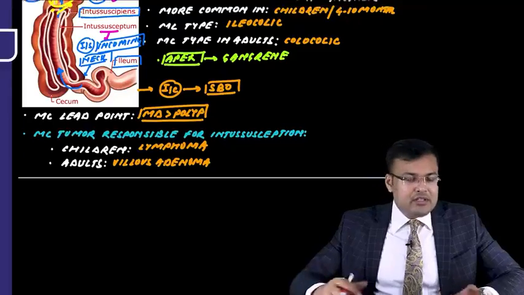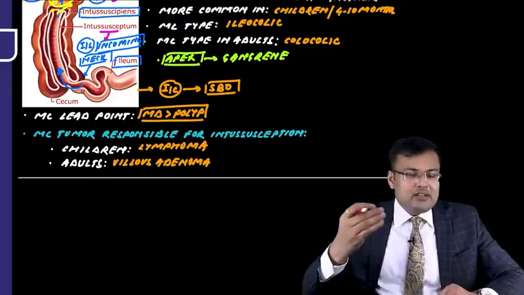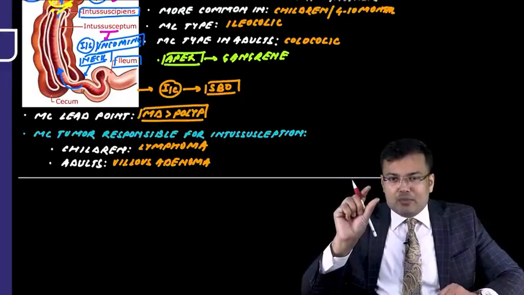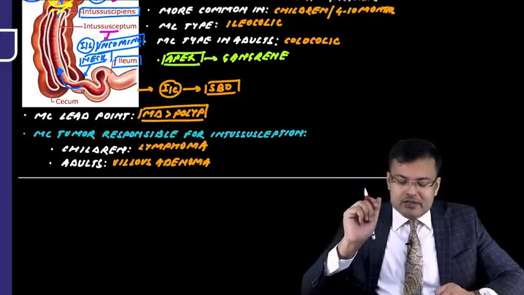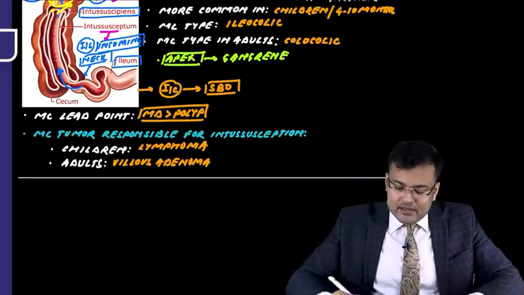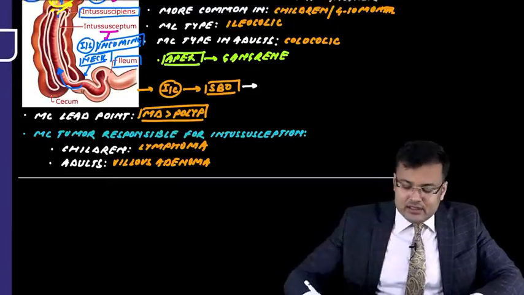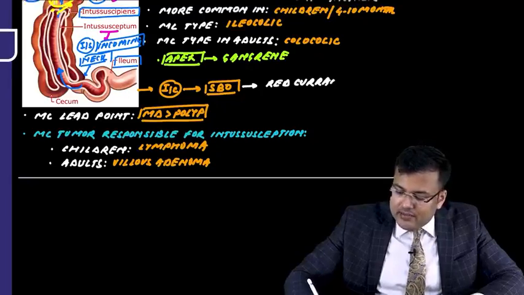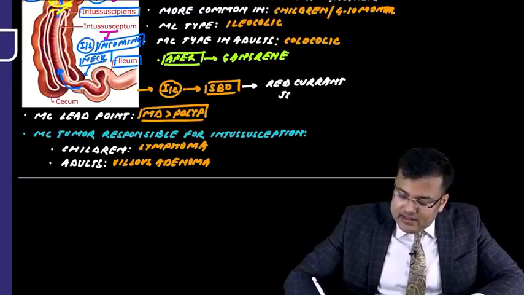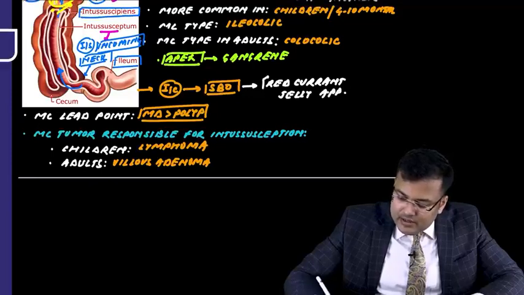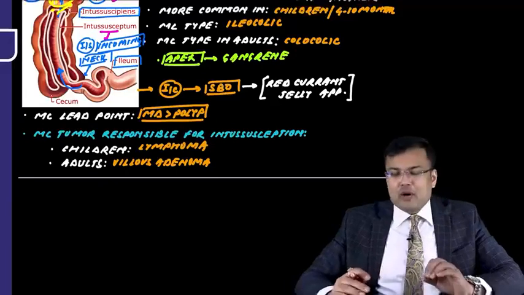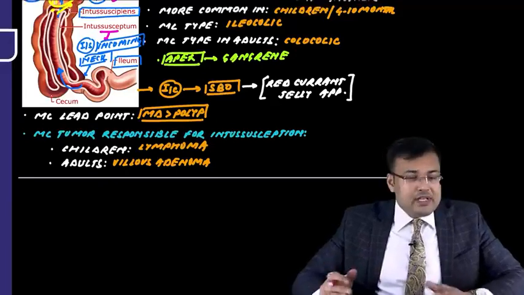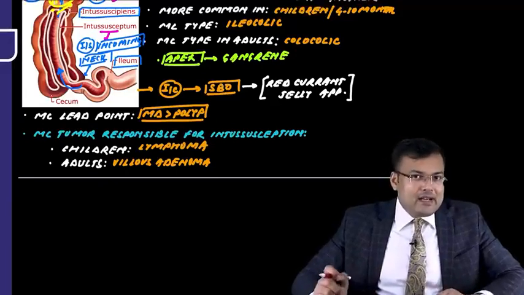Another symptom which the mother is going to give you is that whenever there are 3 to 4 attacks, the child is going to pass a little amount of stool mixed with blood. And what is the name of this appearance? What is the color? This is having red currant jelly appearance. What is this red currant jelly? After multiple attacks of intussusception, there is passage of a small amount of stool mixed with blood having red currant jelly appearance.